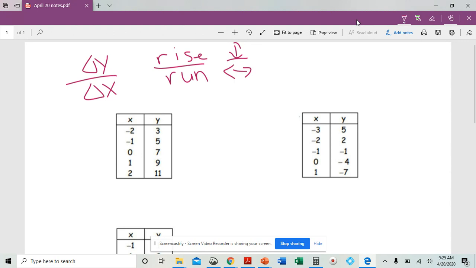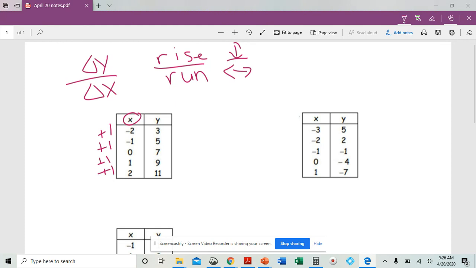Okay, so what we're going to do is we're going to look at everything right here in this x column, and we're going to figure out how do you get from one point to the other. So how did we get from -2 to -1? Well, we added 1. How did we get from -1 to 0? We added 1 again. And from 0 to 1 and 1 to 2, each time we added 1.